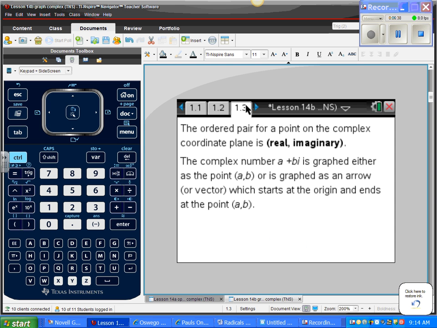So the ordered pair for a point on the complex coordinate plane, again, is real, imaginary. The complex number a plus bi is either graphed as a point or as a vector. The vector starts at the origin and we draw it right to the point, and we put a little arrow. So it's drawn kind of like a ray, and that's what a vector is going to look like, which you're going to see in a second.